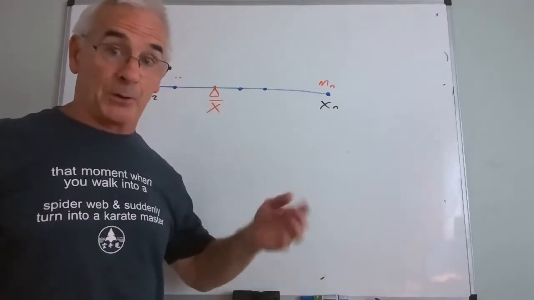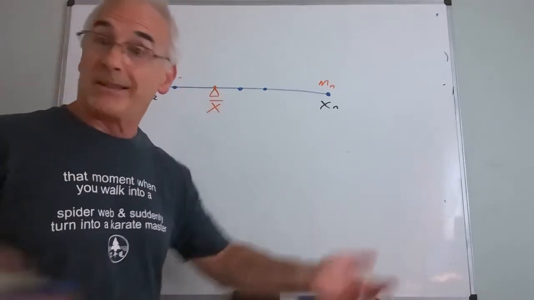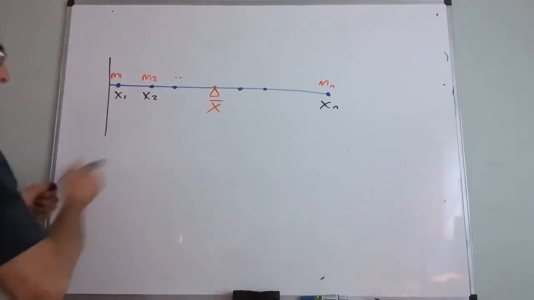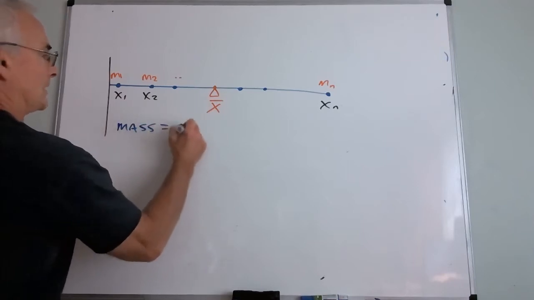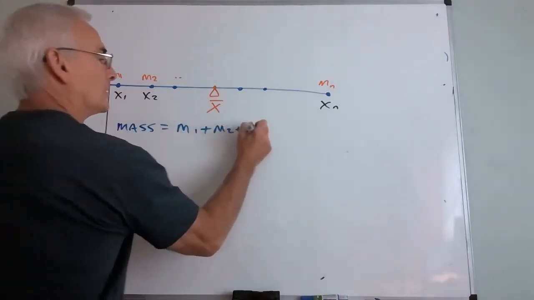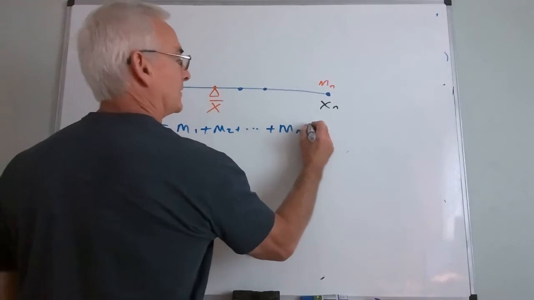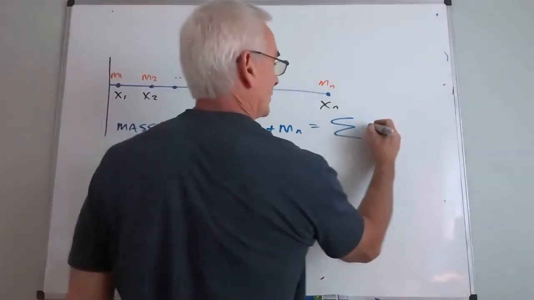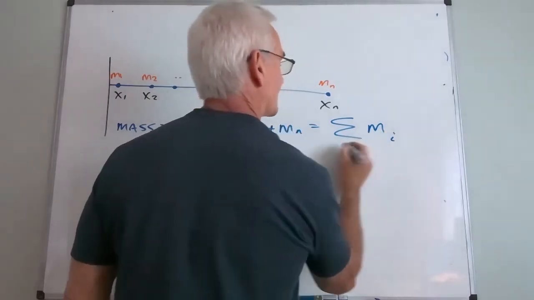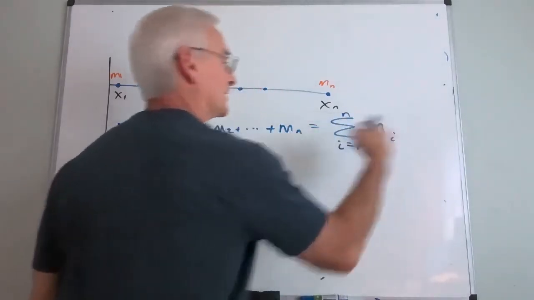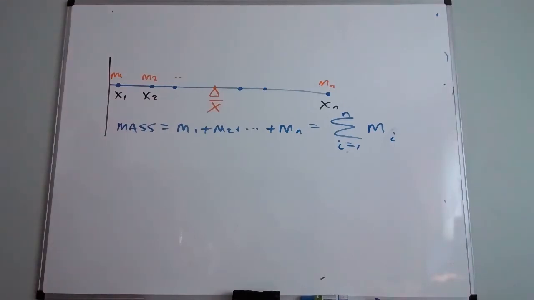Well, given that there is an x bar, let's just calculate the whole moment. Well, first of all, what's the total mass? The total mass would be m1 plus m2 plus mn, which we could also write as a sum. I know a lot of you don't like sums, but I can write it like the sum from i equals 1 to n of the individual masses, okay?